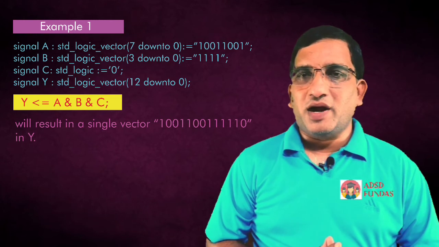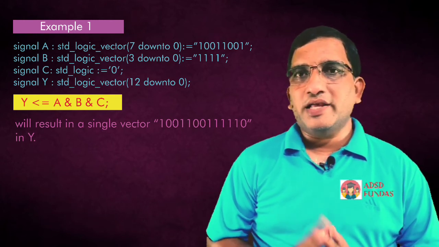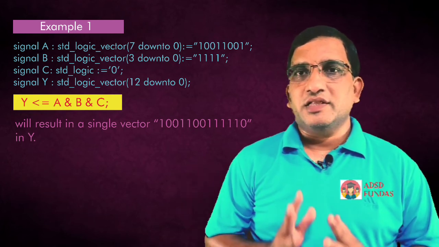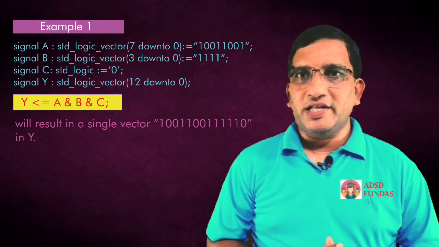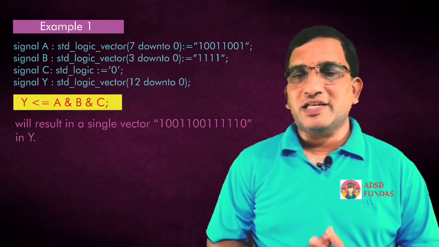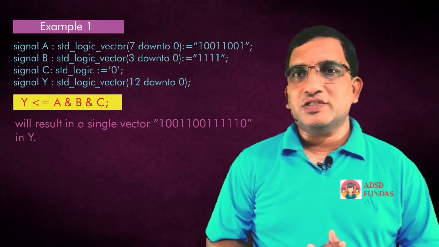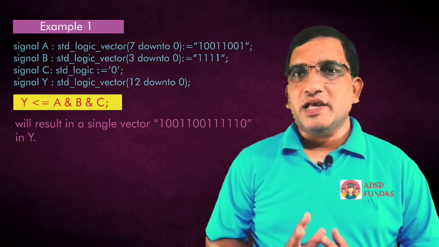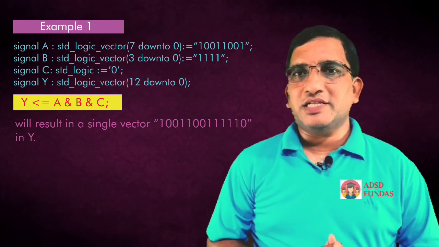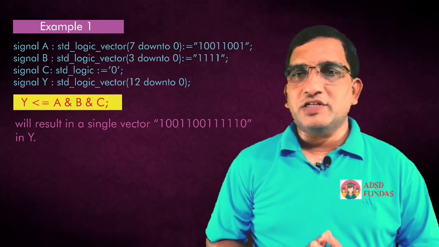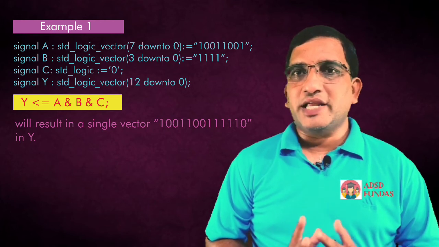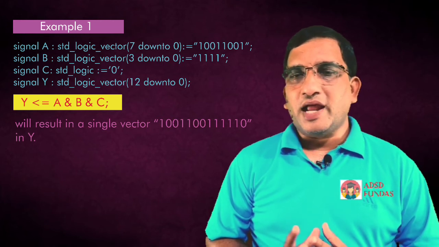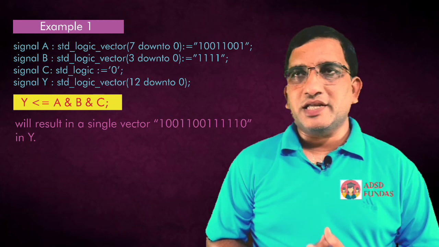Now let us consider the command. I will use the command Y is assigned with A ampersand B ampersand C. This ampersand symbol is for concatenation, for joining the three different signals. In this case, the expression on the right hand side, A ampersand B ampersand C, means the operator will join the operands. So data present in A will be combined with the data present in B, and again combined with the data present in C.